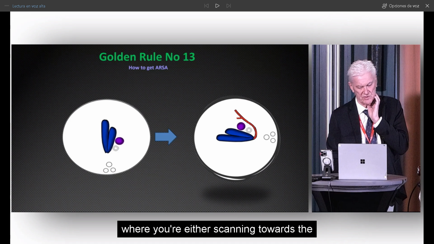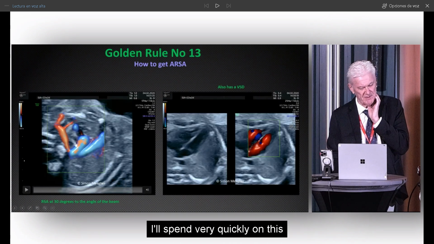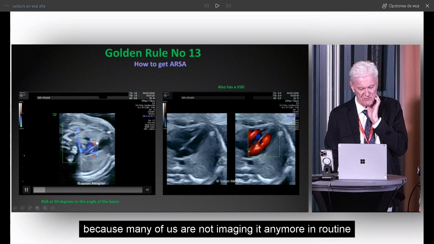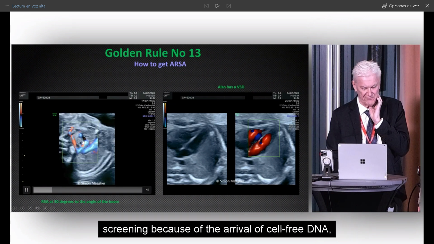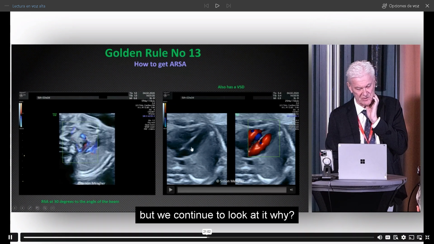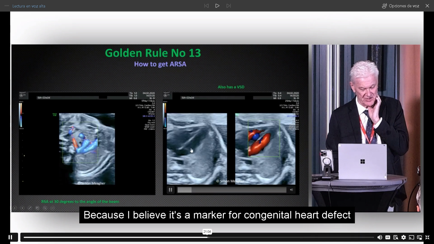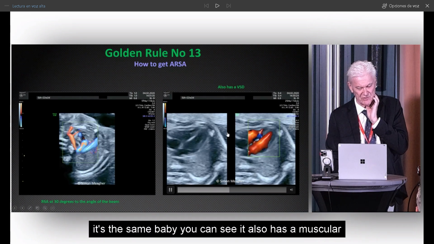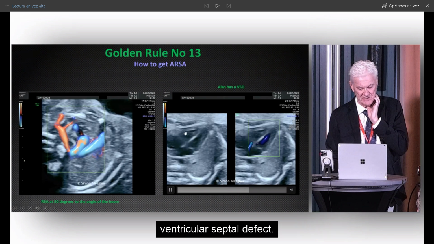Rule number 13, looking at ARSAs, ideally you want to have it in a position where you're either scanning towards the right or left shoulder. I'll spend very quickly on this because many of us are not imaging it anymore in routine screening because of the arrival of cell-free DNA, but we continue to look at it. Why? Because I believe it's a marker for congenital heart defect. And when you look at this in the same baby, you can see it also has a muscular ventricular septal defect.